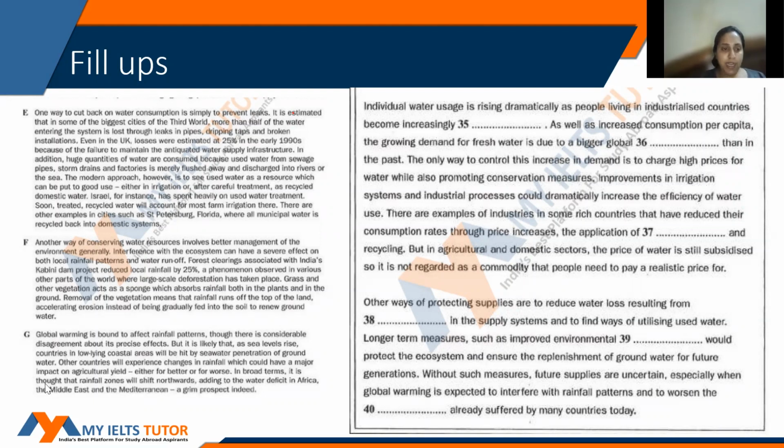Now if we read ahead: it is thought that rainfall zones will shift northward, adding to the water deficit in Africa, the Middle East and the Mediterranean. Adding to means it adds to the problem and worsens it more. What will it worsen? The water deficit, which is already suffered by Africa, the Middle East and the Mediterranean. Suffered by many countries means Africa, the Middle East and the Mediterranean.